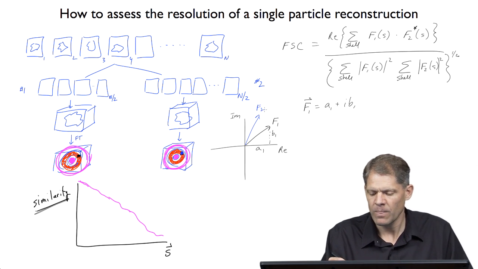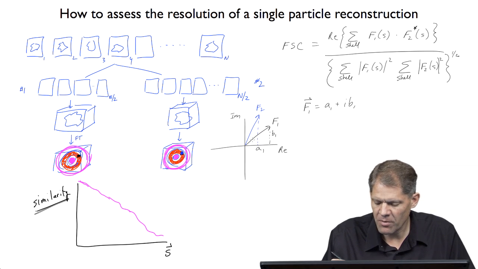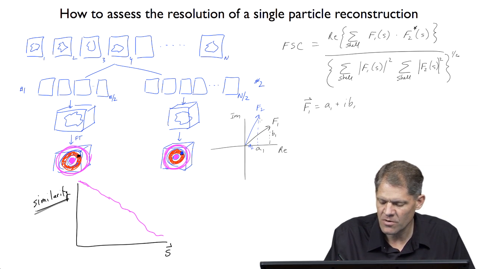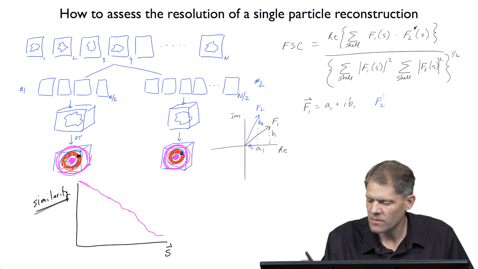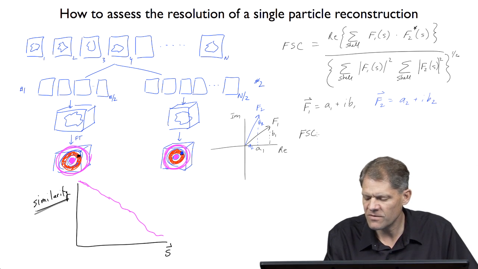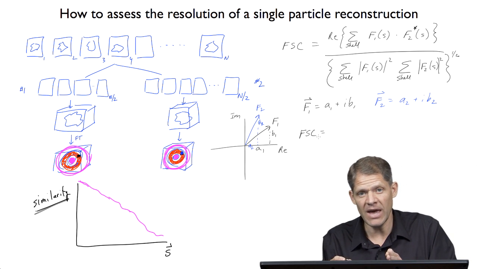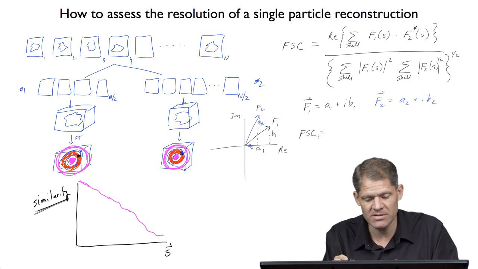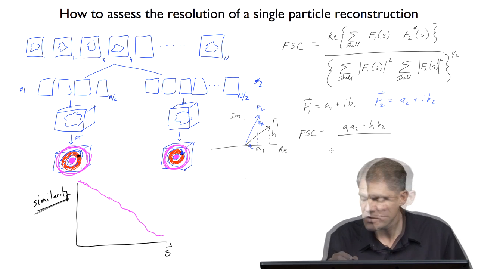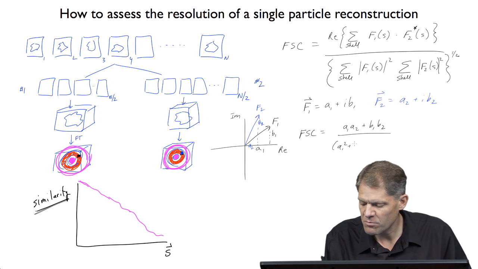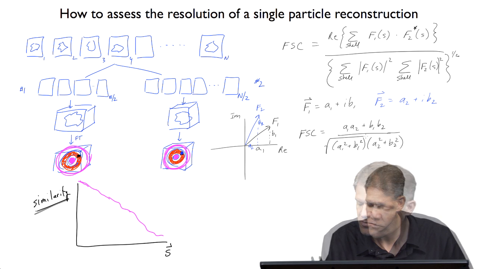And then the amplitude and phase of this pixel, here I'll color it blue, and then draw this in blue. Let's say this is over here. This is F2, and we'll decompose it also into a real component A2 and an imaginary component B2, so that F2 is equal to A2 plus i B2. Now the FSC, or the contribution to the FSC of that single particular pixel in the two reconstructions, becomes A1 A2 plus B1 B2 divided by the square root of A1 squared plus B1 squared times A2 squared plus B2 squared.